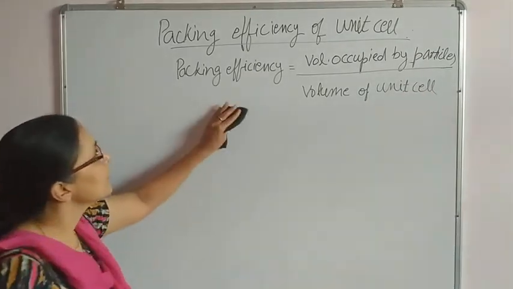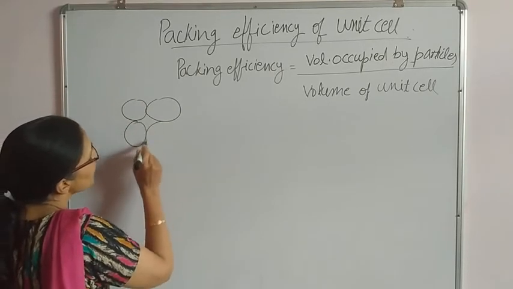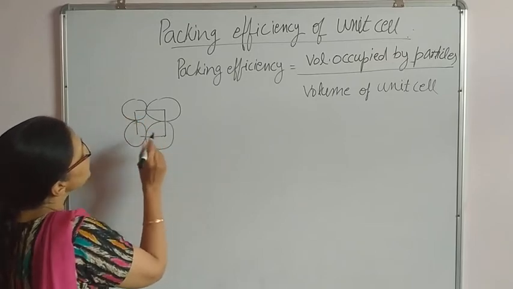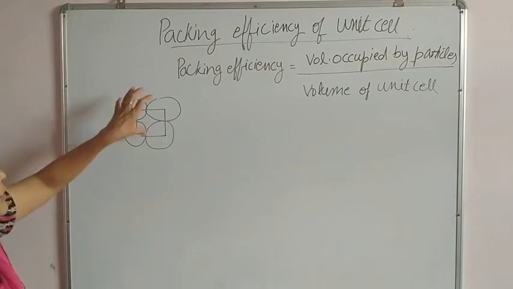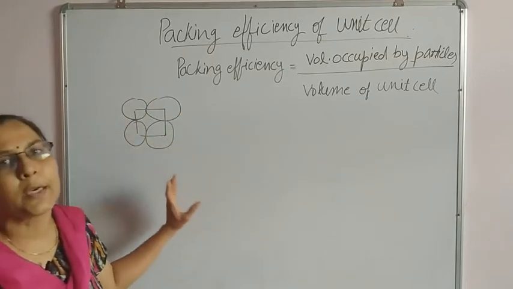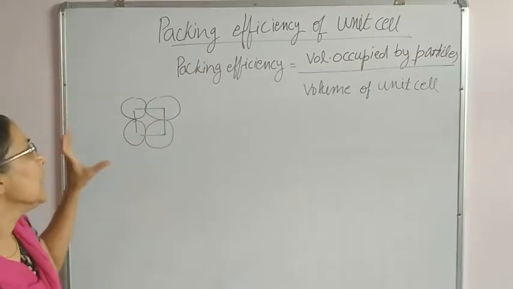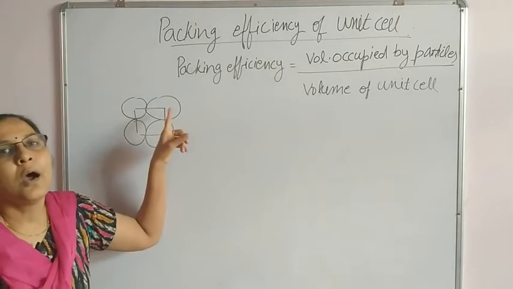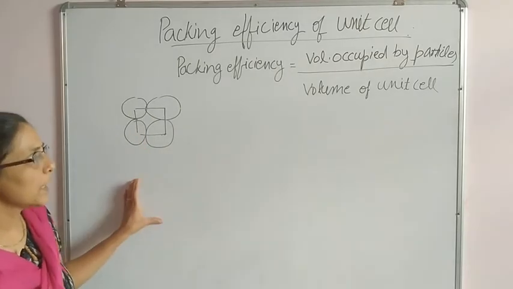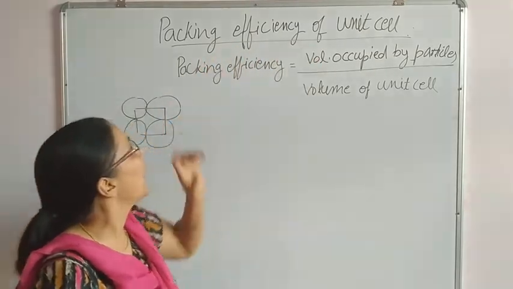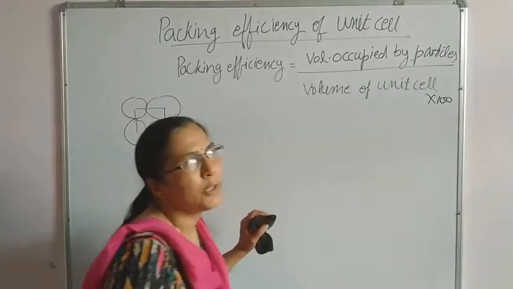Try to understand this: when four spheres are closer and closer, there is still a little bit of gap. It means though all the unit cells are closely packed, some volume is not occupied by the particles. There is a difference between the volume of particles in the unit cell and the total volume of the unit cell. The ratio of this part is known as packing efficiency. When it is multiplied by 100, the answer will come in percentage.